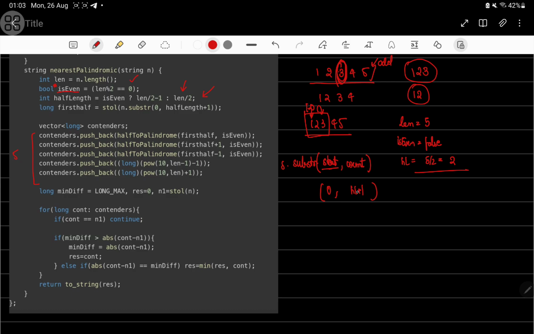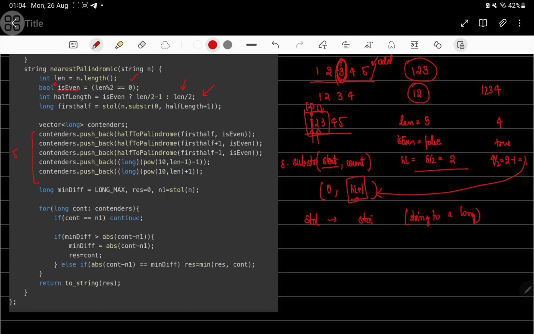The same is the case for even numbers also. So 1 2 3 4, if we consider, length would have been 4, it would have been true, and hence we would have considered 4 by 2, which is equal to 2 minus 1, which is equal to 1. Over here also again we need till 2, like we consider 2 elements after starting from this index, so we are doing that plus 1 to account for that. We get the first half, and then stol, like stoi, this is a function which converts a substring or else a string to a long. That is the main part.